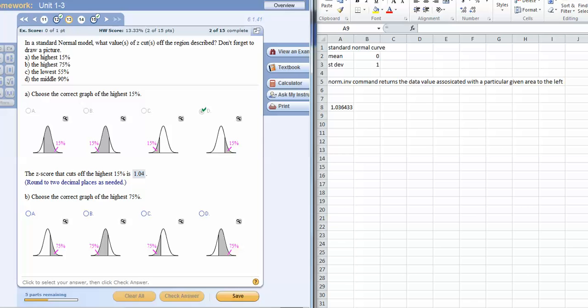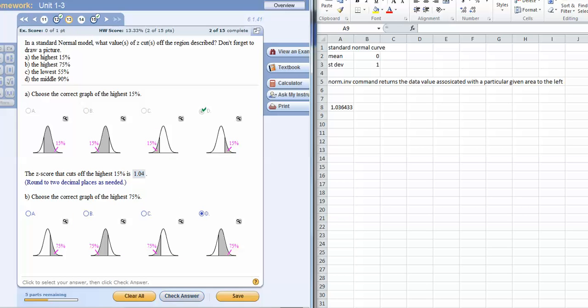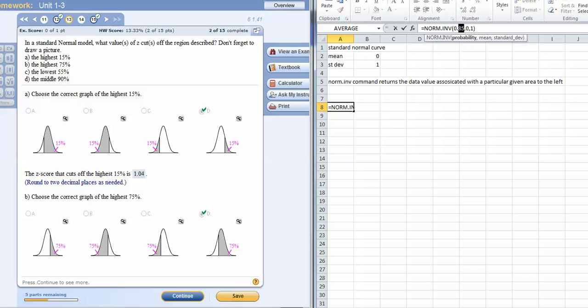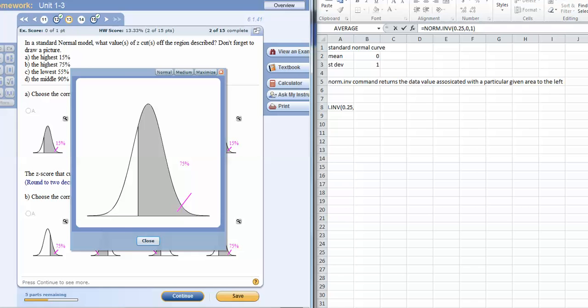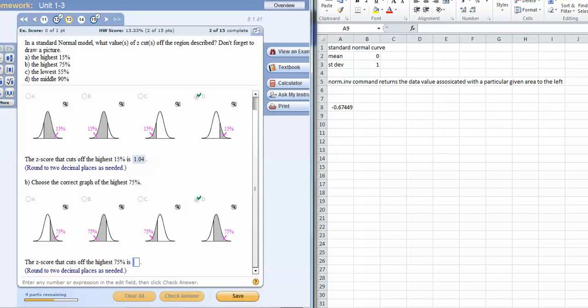The highest 75% is going to be this area again to the right. This is your highest 75%. But to do it on the computer, I'll just go ahead and edit this one that I already typed in. For the highest 75%, the area to the left is 0.25. This white area right here is only 0.25 because the whole thing is 100%. Of course, you have to make it a decimal. And so I'll hit enter, and it'll give me negative 0.64 as the number, but they only want it to 2 decimal places.